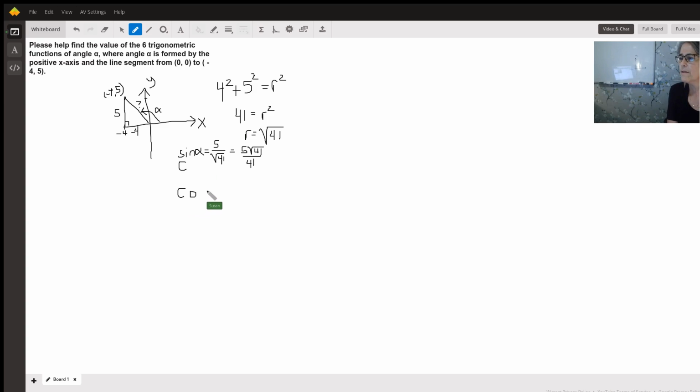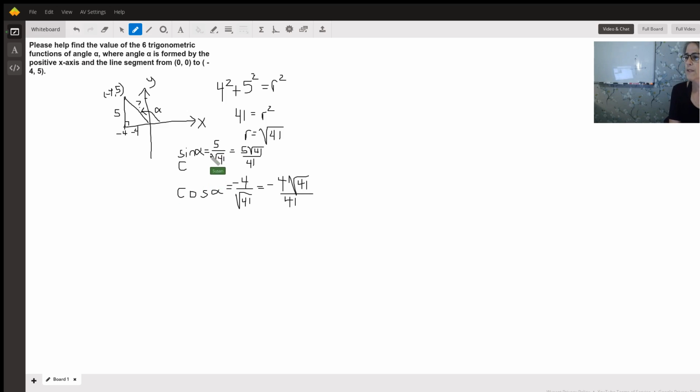So cosine is going to be the x over r. So that would be negative 4 over the square root of 41, and that would be negative 4 root 41 over 41. I'm going to get used to this. And then the tangent is the y over the x, so that would just be 5 over negative 4, or negative 5/4. Cotangent would be negative 4/5, x over y.